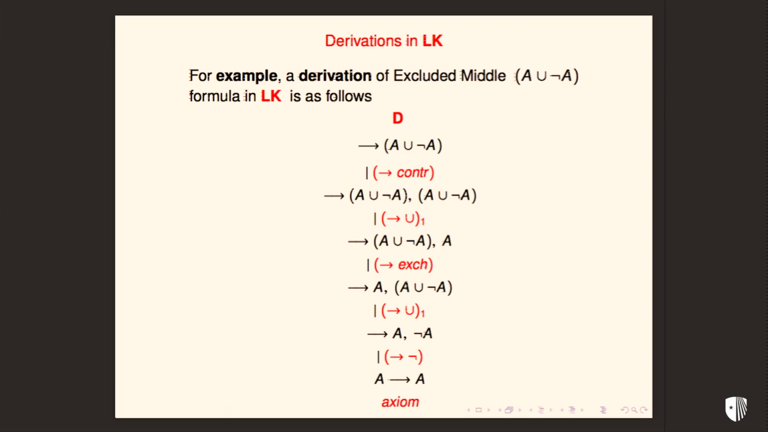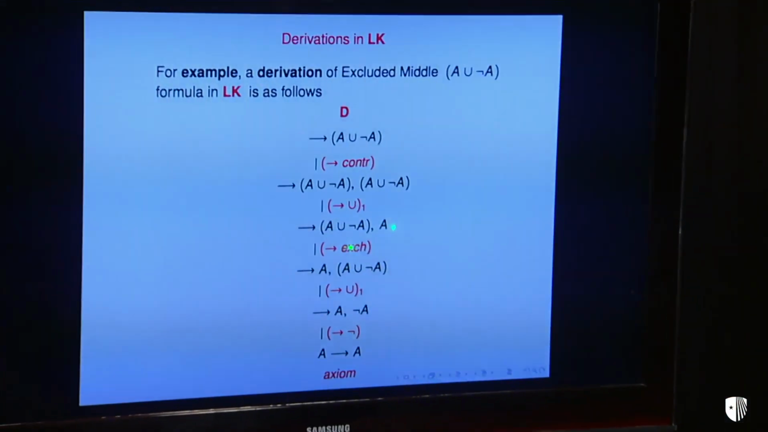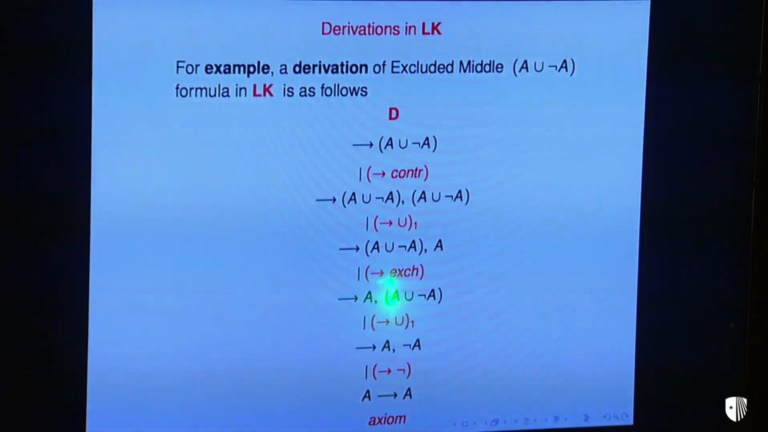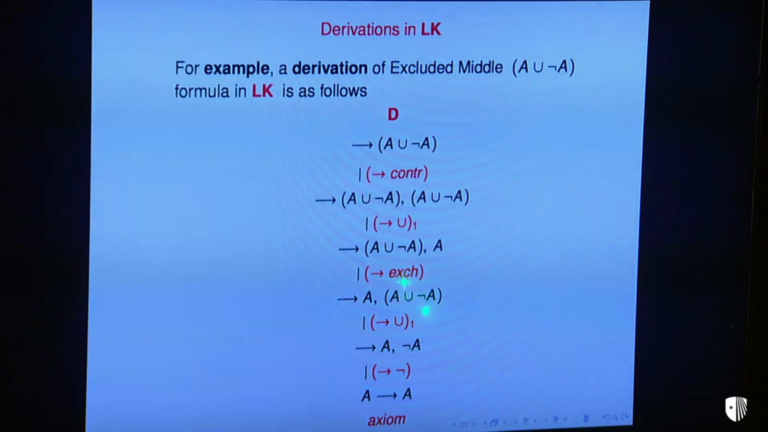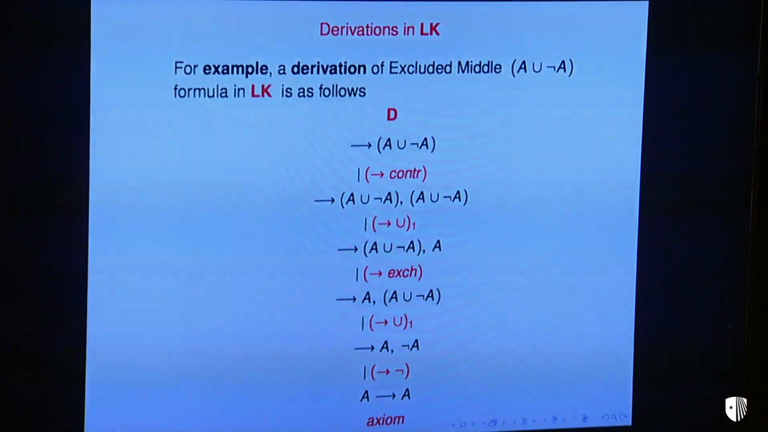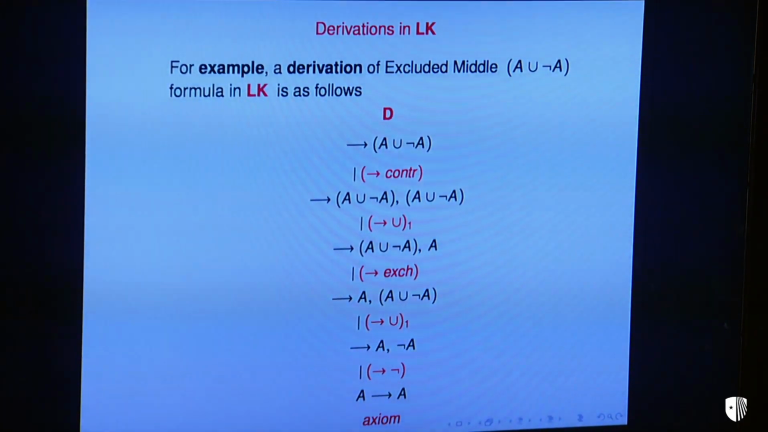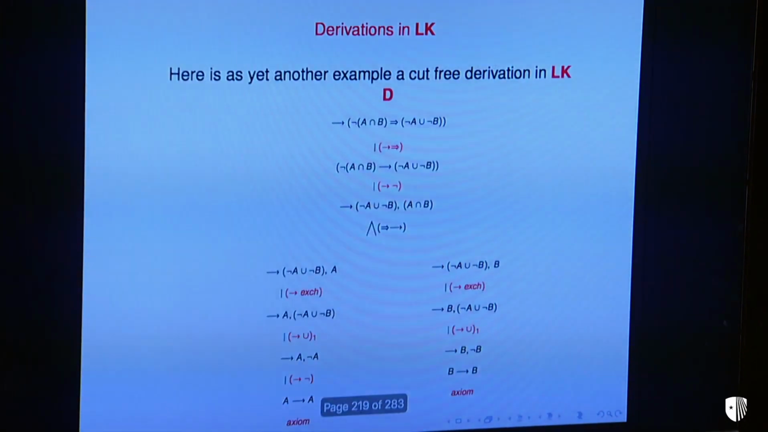For example, you can have contraction, so you have a double of the formula. And now I use the disjunction rule for that one, so I have A. Now I can have exchange, put A here. Now I can use the disjunction rule here, and I have this, and now I put negation, I have an axiom. So you can see there's a lot of thinking on how to do it.